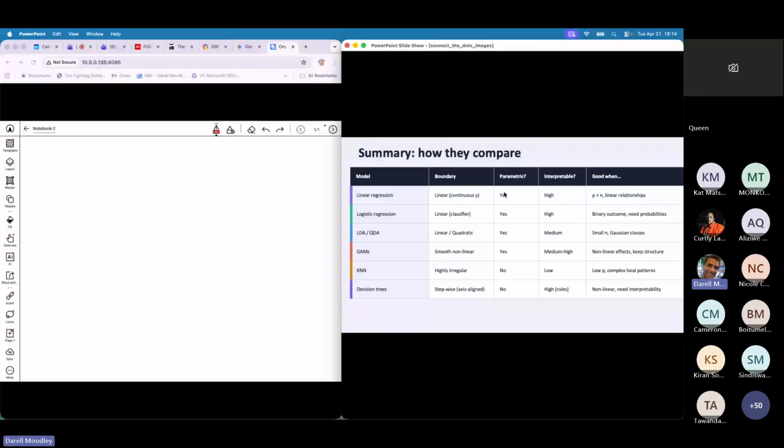Parametric. All right, so remember what I said about parametric? It's whether there are any assumptions about the data beforehand. And with linear regression, there is: you assume it's linear. Same thing with logistic regression. LDA as well, it assumes it's linear.